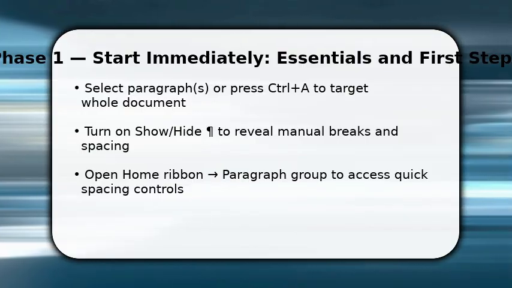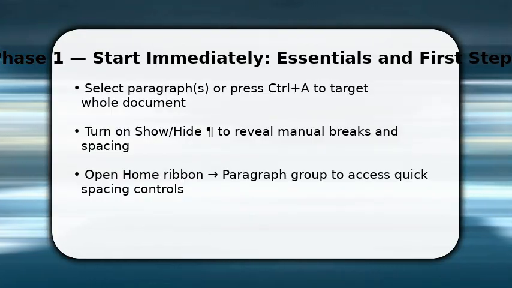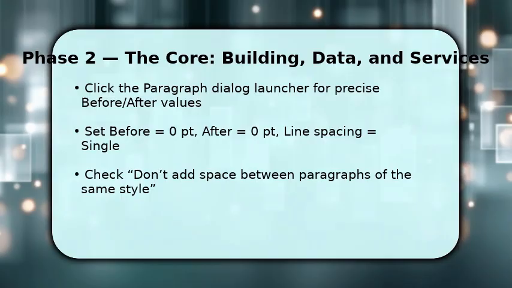You'll set spacing before and after to 0 and line spacing to single to remove visible gaps. Do this now so you can confirm the layout updates as you proceed, making it easier to catch anomalies. You'll open the paragraph dialog for precision. Click the small launcher in the group.